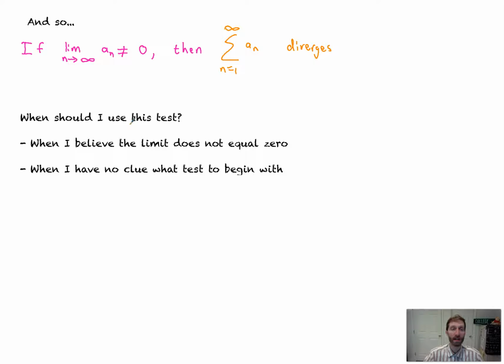So when do I use this test? You're going to see me say this a lot in this chapter. It's one thing to know how to use the test, but you also need to know when to use the test, like a doctor diagnosing and saying we should use this medicine in this case. You should use this series test when you believe that the limit does not equal 0. So if the limit of a sub n does not equal 0, or you think it might not, take the limit as n goes to infinity of this. It's a very quick test. Or use it when you have no clue what series test to use. You look at it and think, I don't even know where to start. Start with this test to see if it works. All right, that's it. Let's keep going.